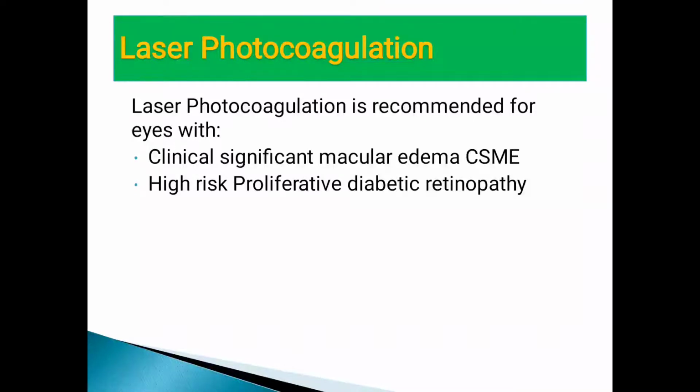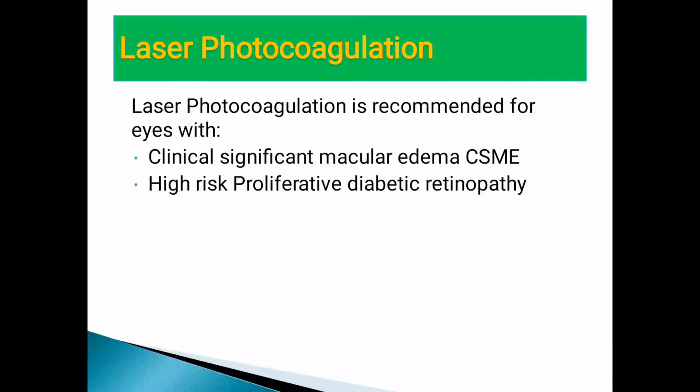So what happens is that because of this, the oxygen requirement of the retina as a whole decreases, and then the nutrition of the macular area, which is critical for central vision, may improve because of this pan-retinal photocoagulation. And also it will reduce the formation of vascular endothelial growth factor, and it will reduce the proliferation of new blood vessels. So that is the mechanism by which pan-retinal photocoagulation, or laser simply, works in proliferative diabetic retinopathy.